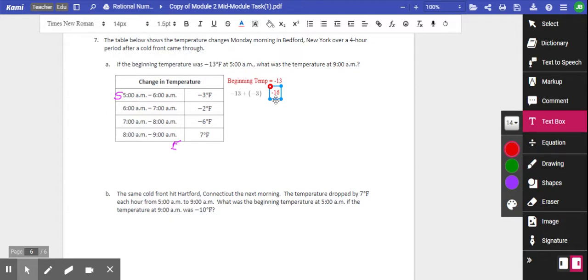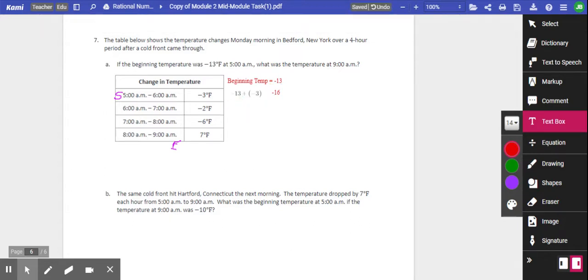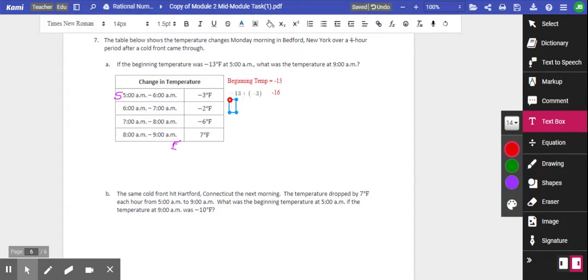So now we're at negative 16 degrees. And we're then going to take that negative 16 degrees, and we're going to go down another negative 2 degrees. We could say that now we're at negative 18 degrees. And between 7 a.m. and 8 a.m., it drops 6 more degrees. So we went from negative 18 degrees. We're going to drop 6 more degrees. That's now negative 24 degrees.